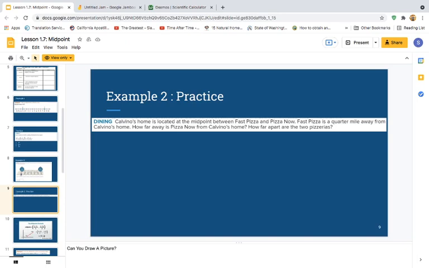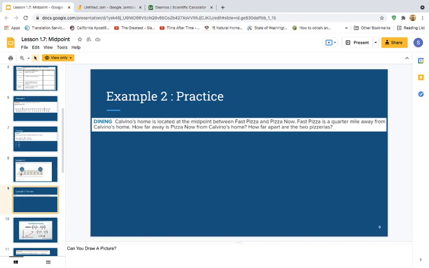Okay, so here we go. We have Calvino's home that is located at the midpoint between Fast Pizza and Pizza Now. I'm gonna call this Pizza 1 and Pizza 2 just to keep it simple, right? I don't know why both names have the word pizza in them. It just kind of makes it confusing. So I'll call it Pizza 1 and Pizza 2. Okay, well, Pizza 1 is a quarter-mile away from Calvino's home. How far is Pizza 2 from Calvino's home? How far apart are the two pizza places?